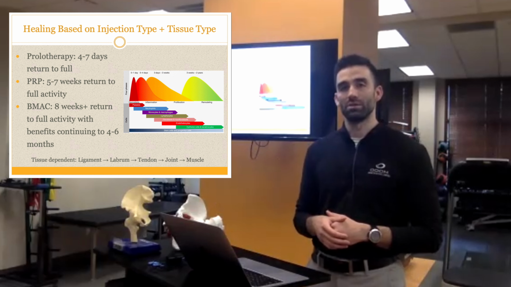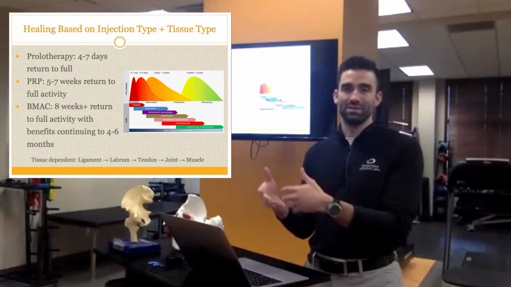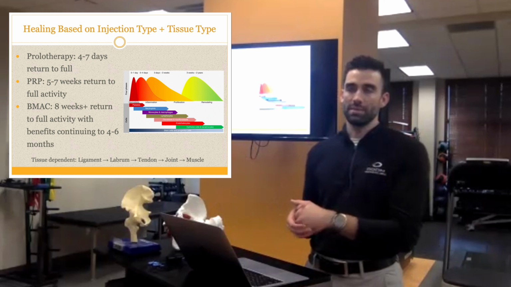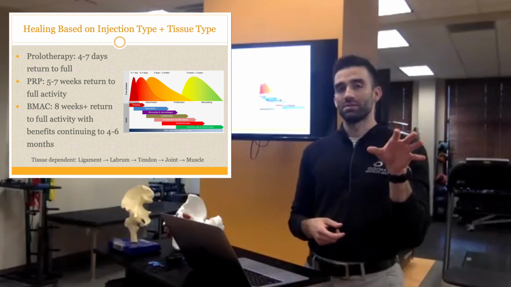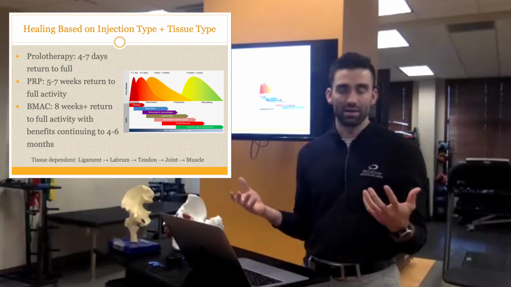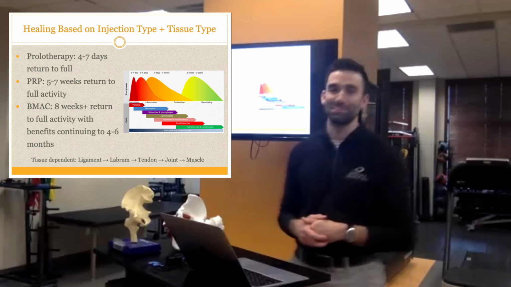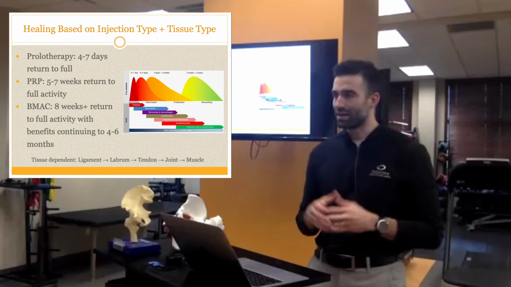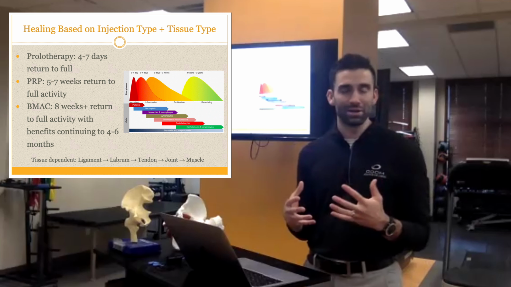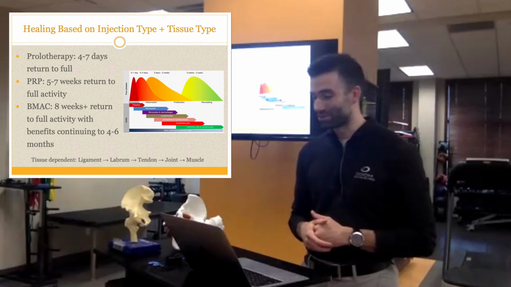Ligament is going to take a little bit longer to heal than labrum, then tendon, then joint, then muscle. So you'll see the more vascularized the tissue, the quicker it's going to turn over, and you'll see results in generalities, right? We'll see people that come in and buck that system a little bit, where we say, yeah, we think this is going to take a little while, hang in there, and they'll get a much quicker response than we would anticipate.